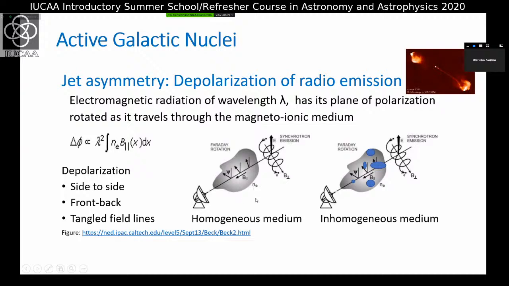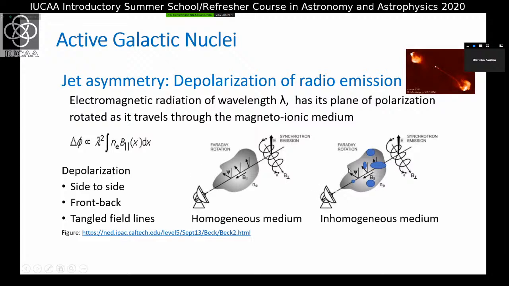But on the other hand, nature is hardly homogeneous. It has all kinds of irregularities of different scales. There will be different values of magnetic field around different lines of sight and different electron densities. This is what I'm trying to illustrate over here. Different parts of the source, passing through slightly different path lengths, are going to experience different degrees of rotation. And that will be compounded when you observe at longer wavelengths, given the lambda squared dependence, as you can see over here.